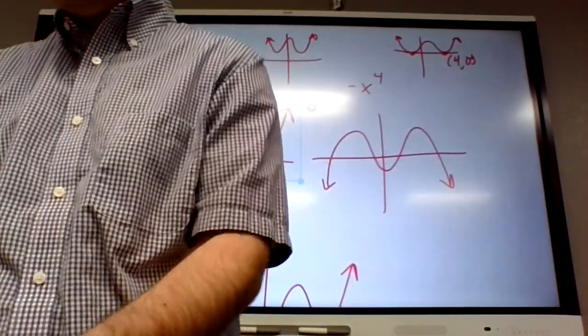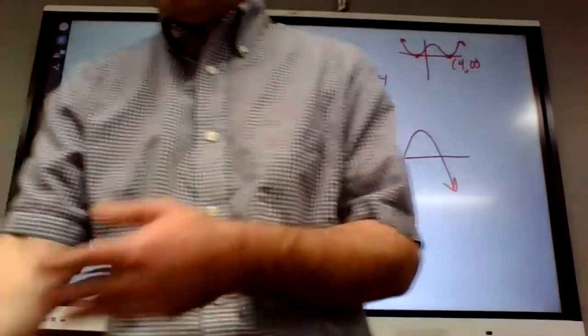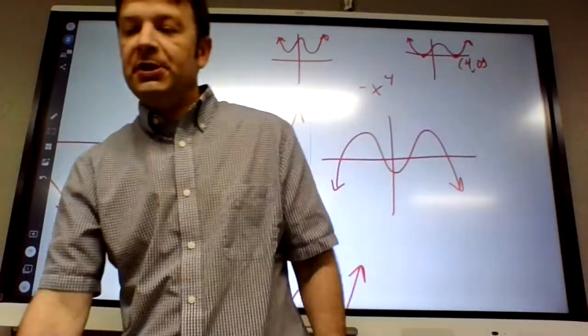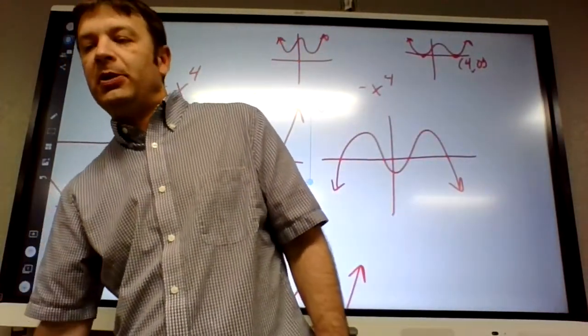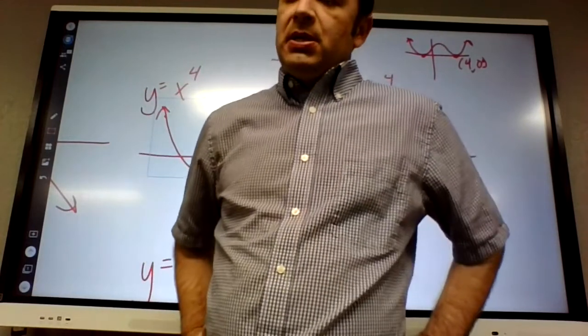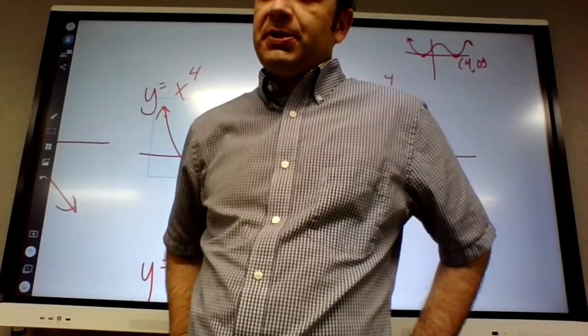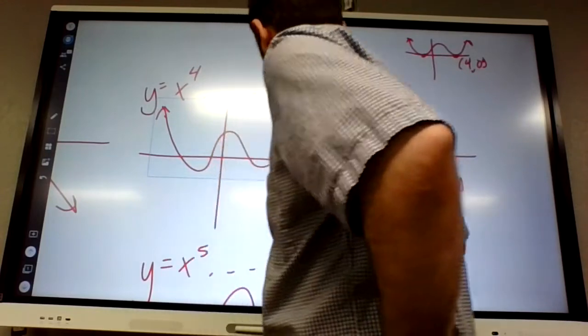So, on page 276, number 1, it says, for each function, state the degree of the polynomial, the leading coefficient, and the function's end behavior.